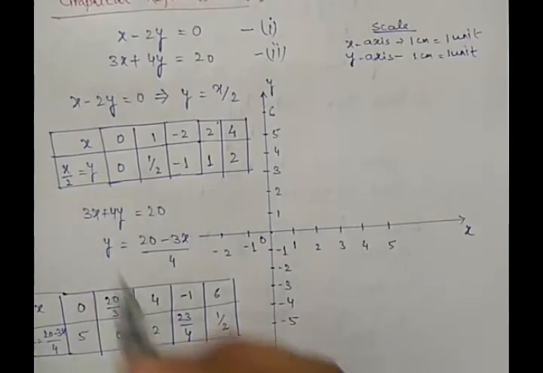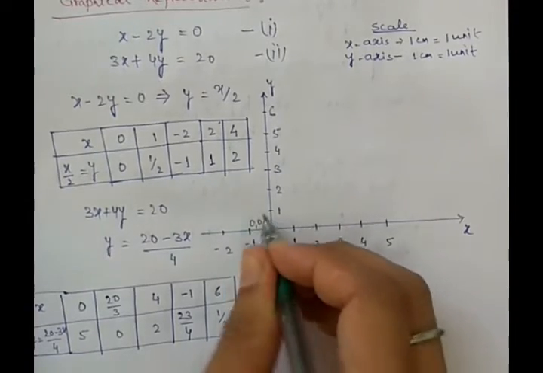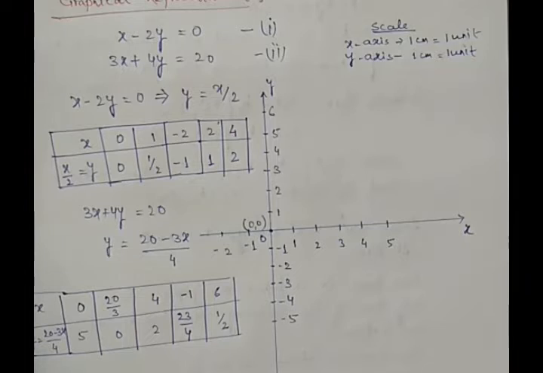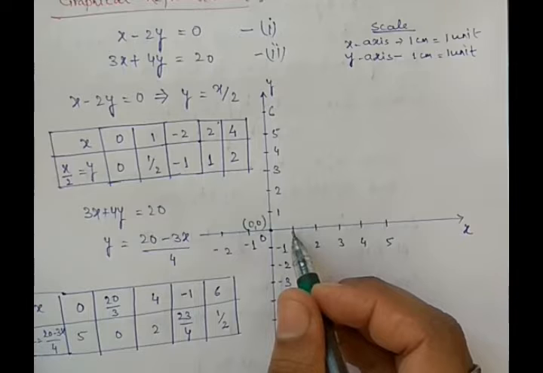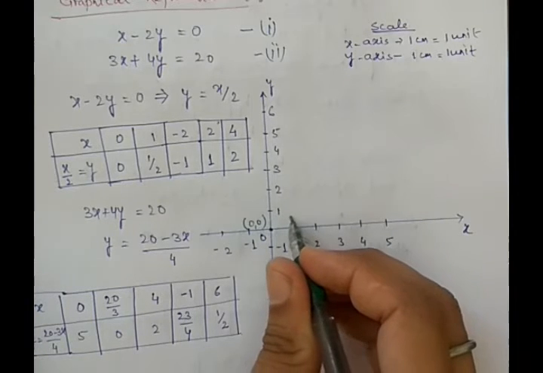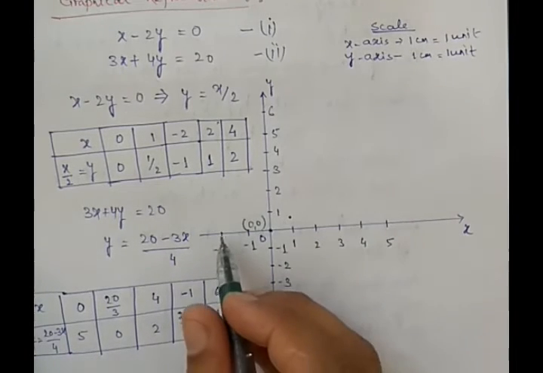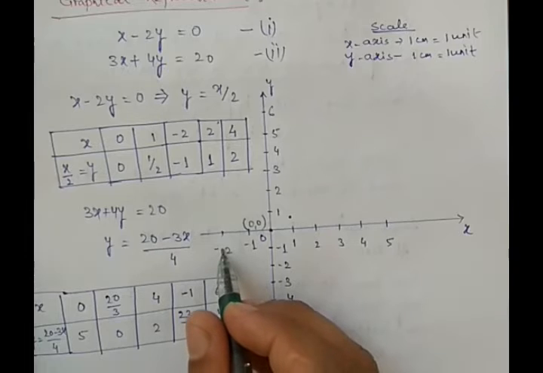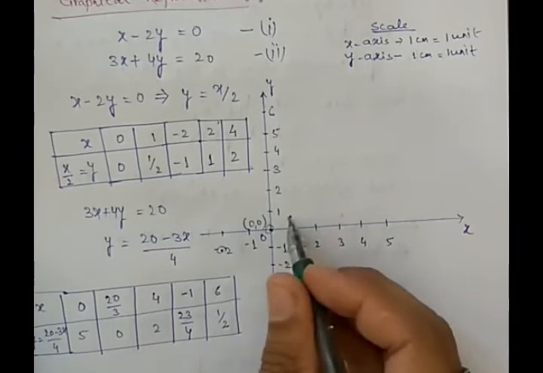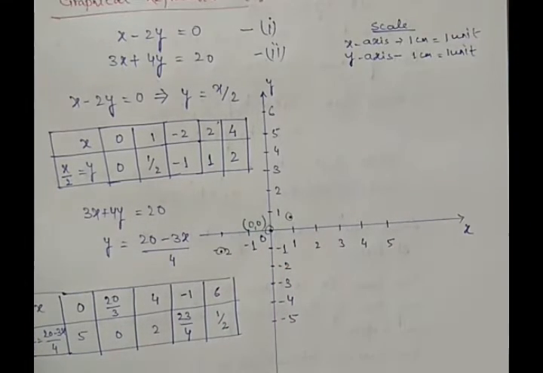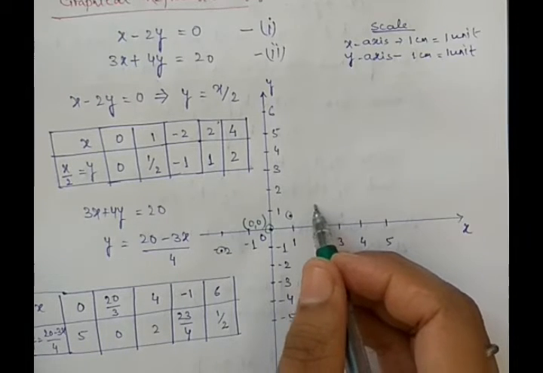For the first equation, x is equal to 0, y is equal to 0. This is the point 0, 0. Then the second point is x is equal to 1 and y is equal to 1 by 2. This will be the point. Then the third point is x is equal to minus 2 and y is equal to minus 1. These are the 3 points. We can try one more. X is equal to 2, then y is equal to 1.